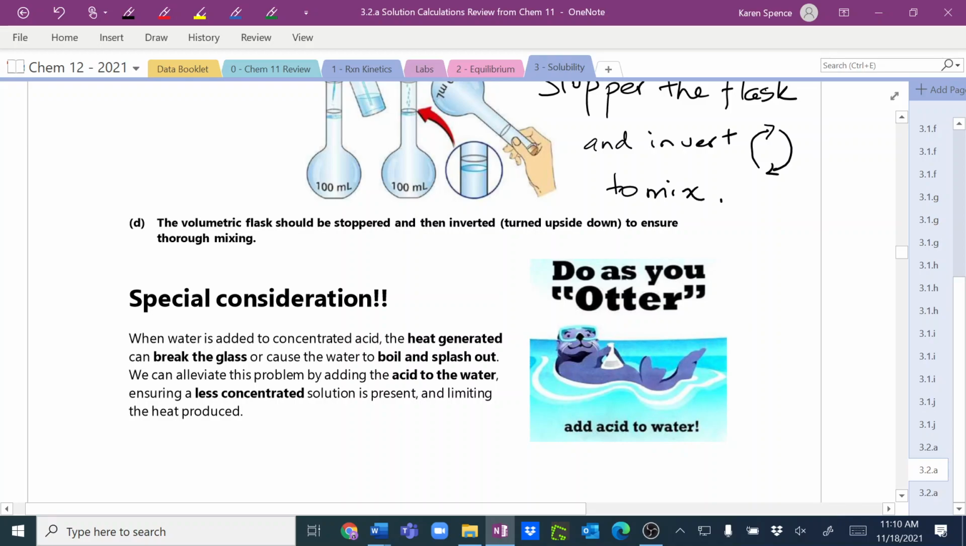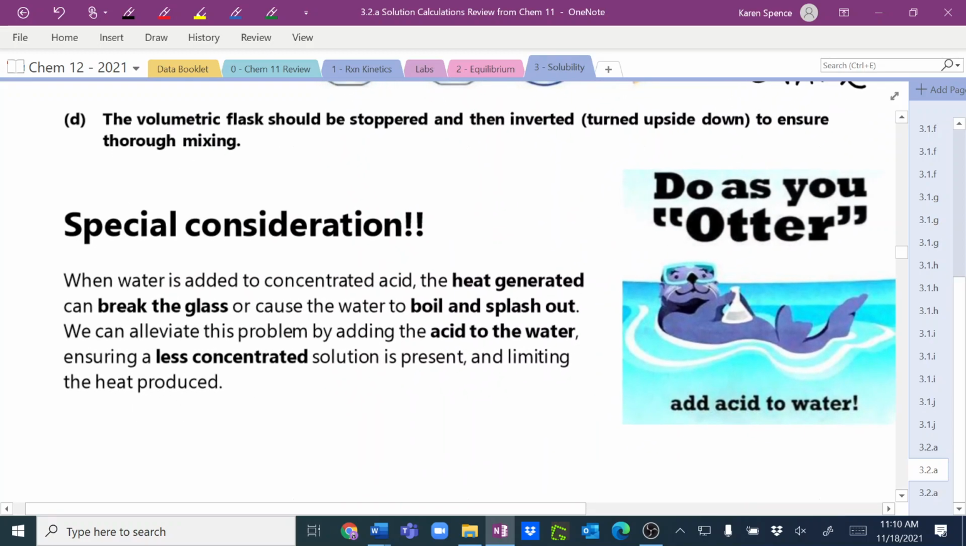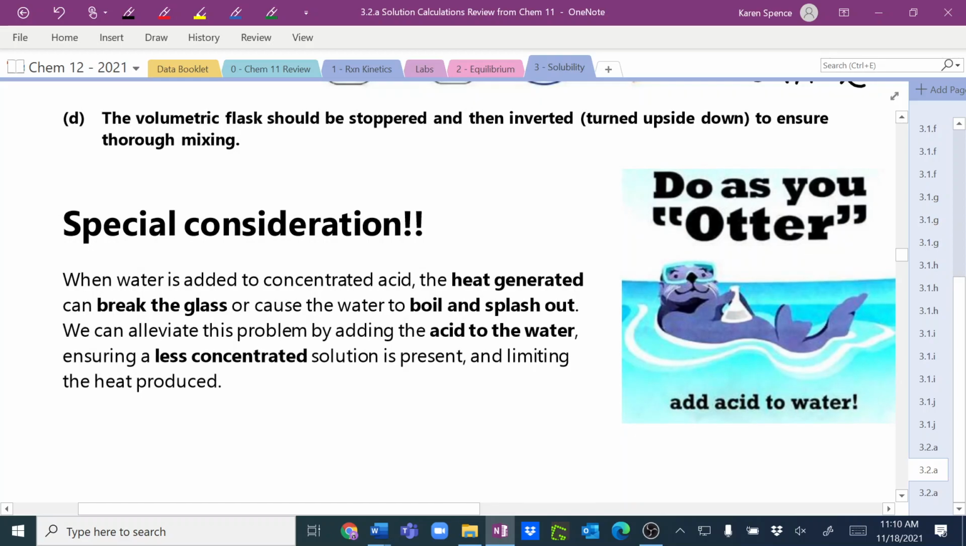They also say that it might cause the water to boil and splash out. I actually did watch some YouTube videos of this guy trying to make that happen, and he was not successful. He's like, I don't think this is a thing. So I think the issue is not so much that it boils and splashes out, but that quick change in heat can crack the container, the beaker.